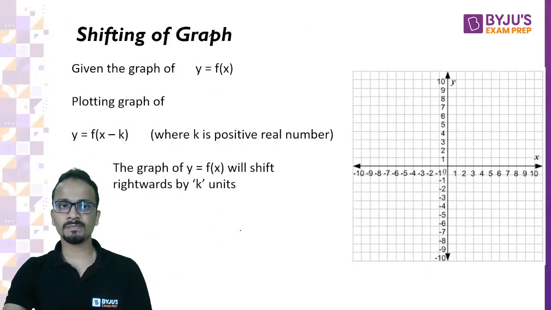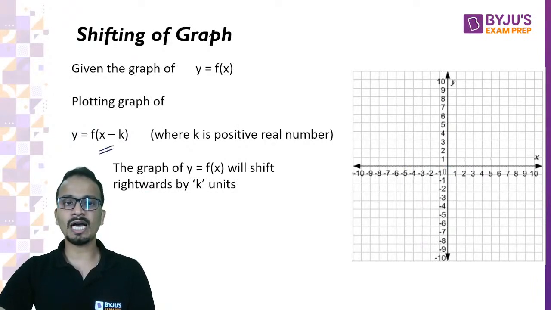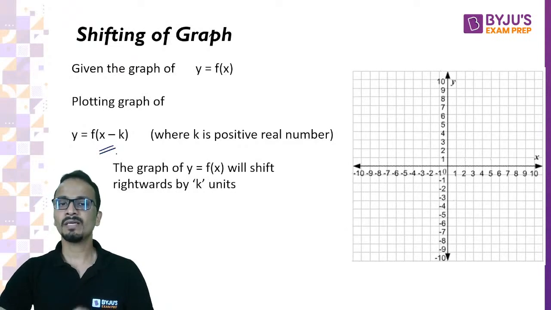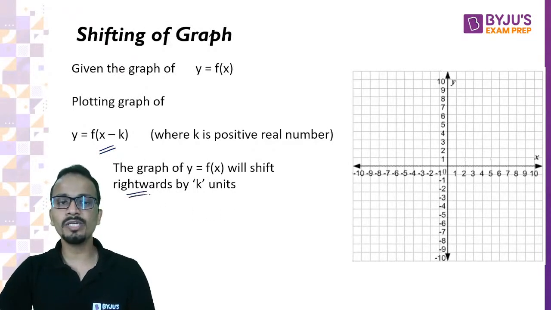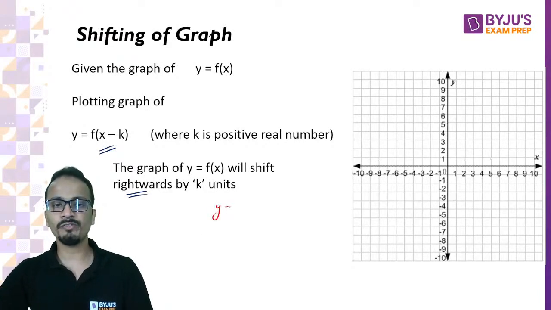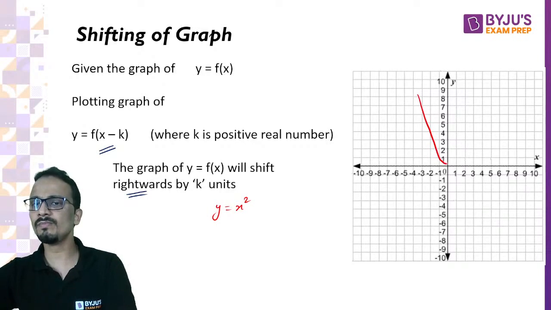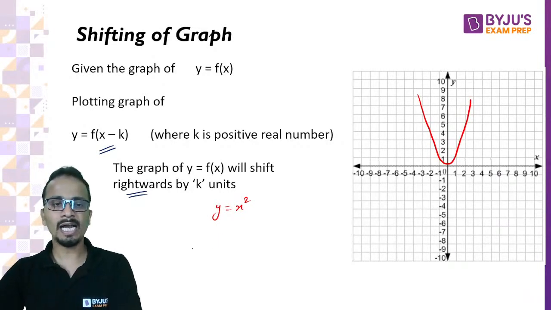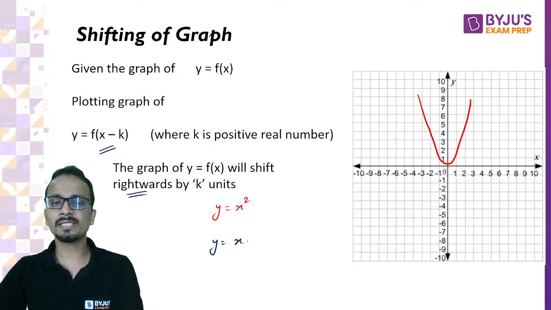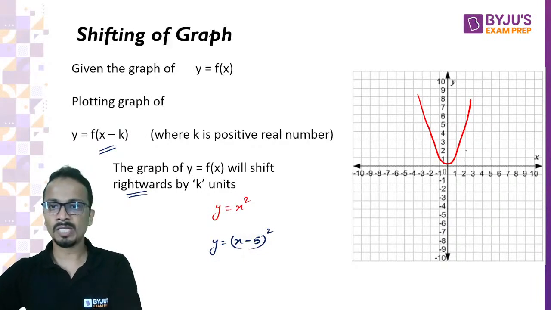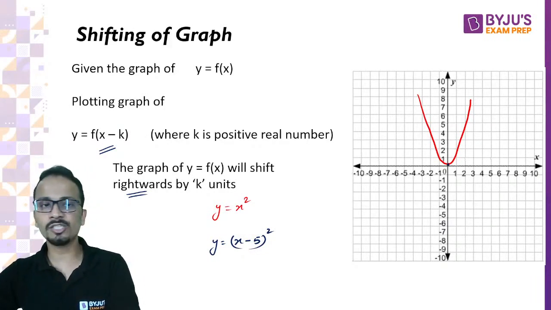On the opposite, if you want to plot the graph of y equal to f of x minus k, then the graph will shift rightwards by k units. Okay, so again giving you an example. If you have y equal to x square, this graph given to you, something like this, and you want to plot the graph of y equal to x minus 5 whole square, the graph will shift 5 units towards right.